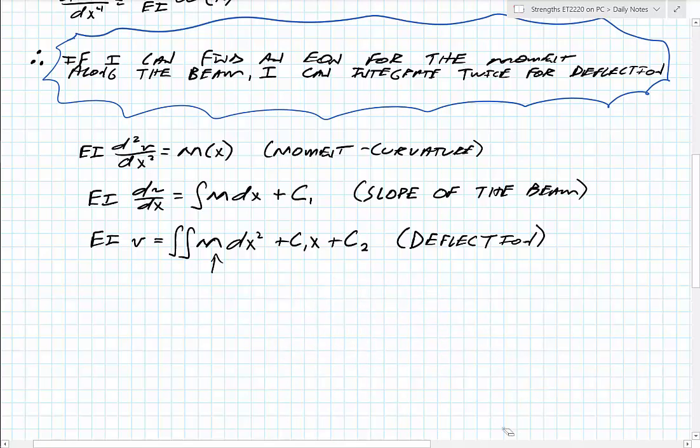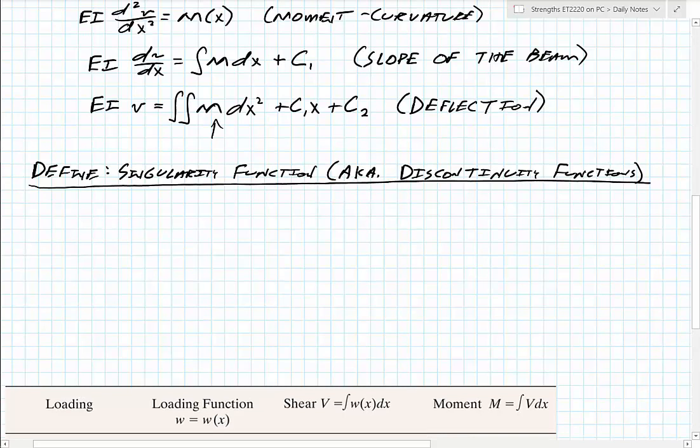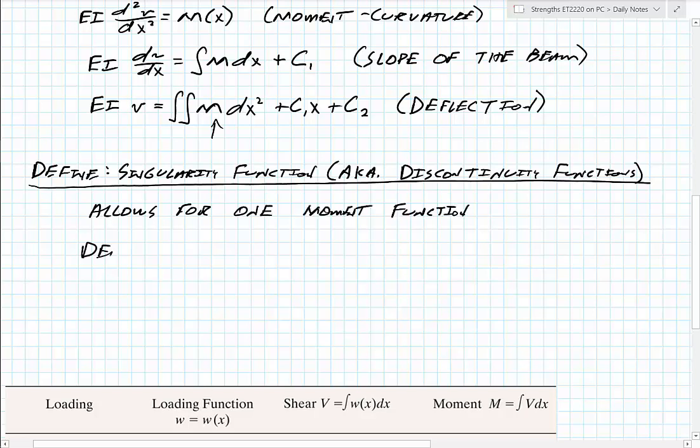Instead, we're going to come up with this other method, and this method of coming up with a single moment function is called a singularity function. You'll also hear these called discontinuity functions. Basically, this process will allow for one moment function, regardless of how many discontinuities you have. The way they work, they're almost like switches. And we're going to define this new way of writing it.